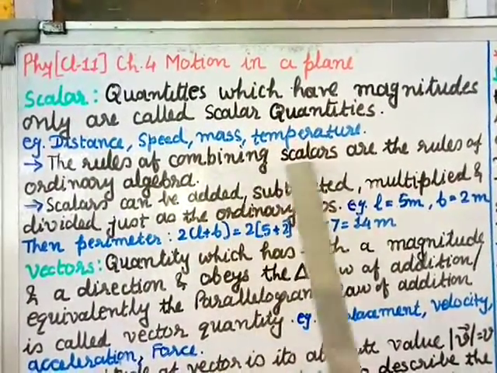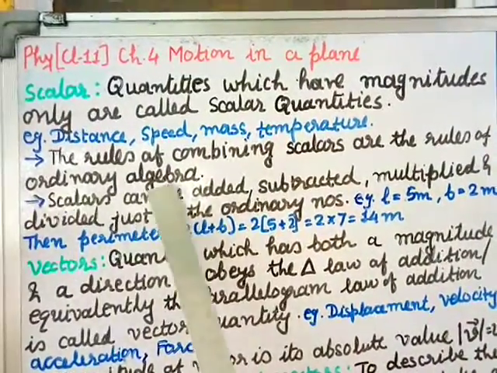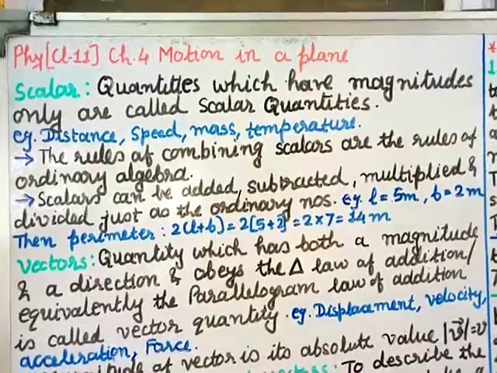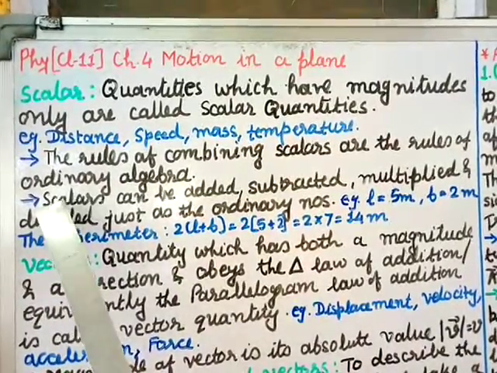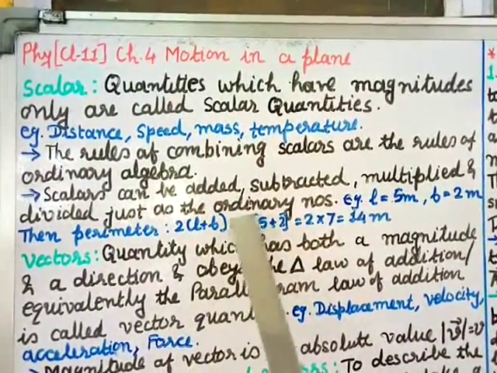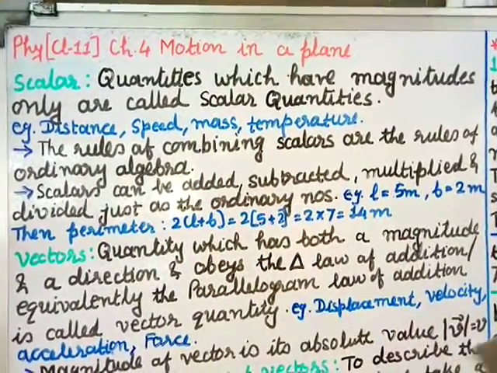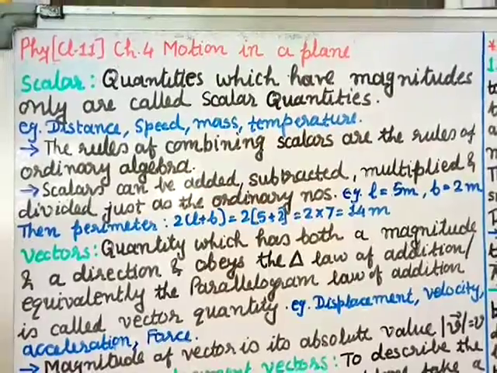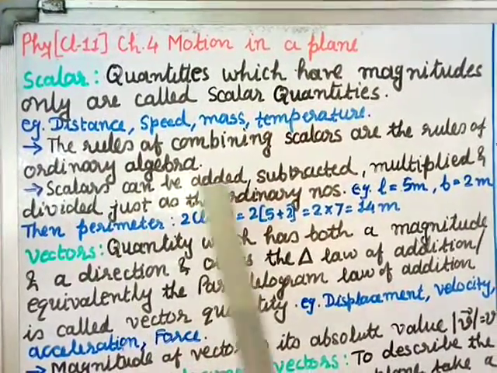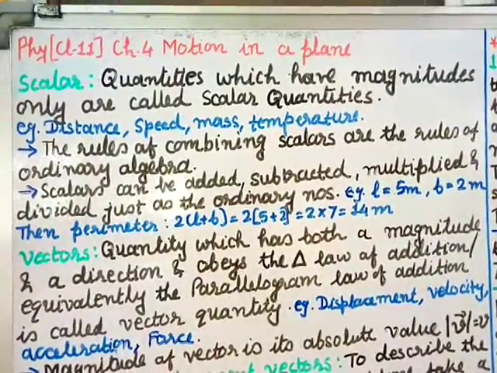The rules of combining scalars are the rules of ordinary algebra. If you want to combine the scalars, then the rules are similar to algebra. Scalars can be added, subtracted, multiplied and divided just as ordinary numbers. How we add, subtract, multiply and divide ordinary numbers, similarly, we can also add, subtract, multiply and divide the scalars.